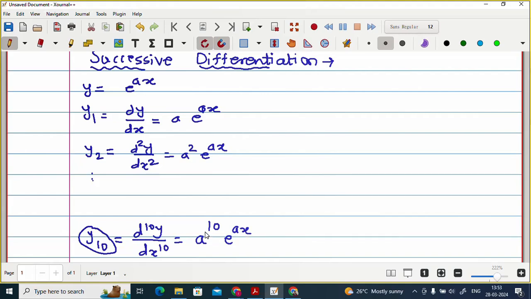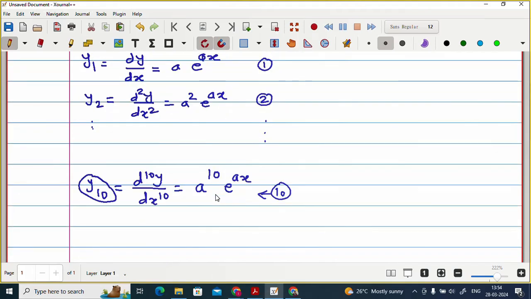Am I right? Do reply. If y is equal to e raised to ax, this is the first derivative, this is the second, and so on. This is the 10th derivative. So this is called successive differentiation. It is not necessary that successive differentiation is up to the 10th only. It may be up to 100, or up to 15th. So in general, instead of a particular order of the derivative, we may be interested in the nth.